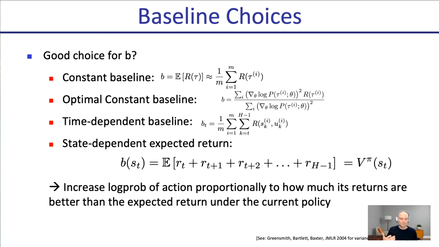And so once you use this, you get an increase of the log probability of the action proportionally to how much its returns are better than expected under the current policy. And to me, this value function as a baseline is most intuitive because the value function is how much on average does my policy get from this state onwards? And then you're saying, well, if I did better than that, I chose a better than average action. If I did worse than that, I chose a worse than average action, and I'll update accordingly. Of course, you need to be able to then still learn that value function, but we'll see soon how to do that.